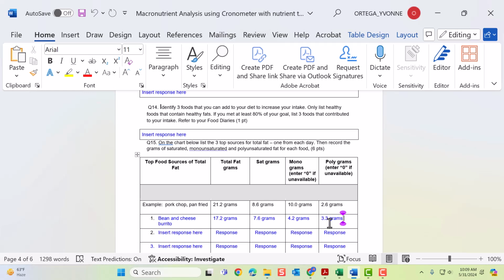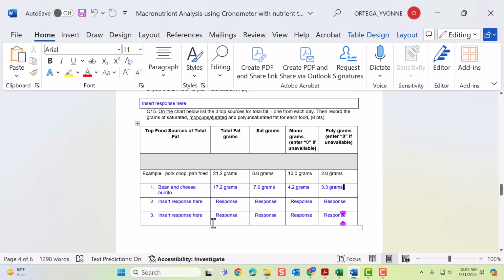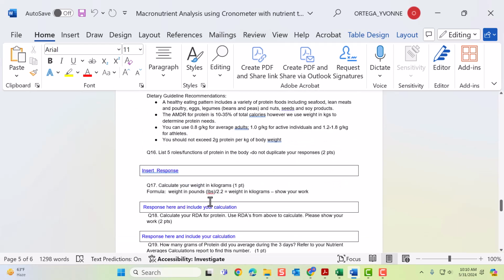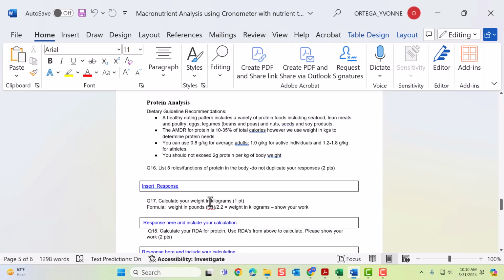Okay, then you're going to do the same thing on day 2. So day 2, what was my highest fat? Now, let's say you had a bean and cheese burrito all 3 days, don't put the bean and cheese burrito 3 times. Find the second highest. We don't need to learn about the same thing because then we're not learning anything. So we want to know what was high in fat in your diet and then what types of fat does that food have? And the last section is on protein.